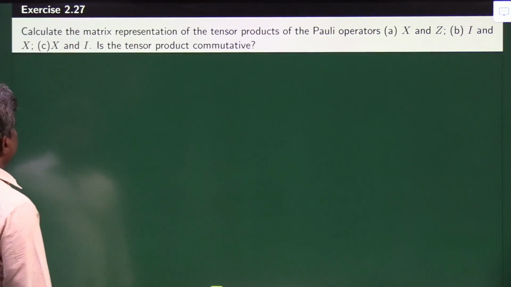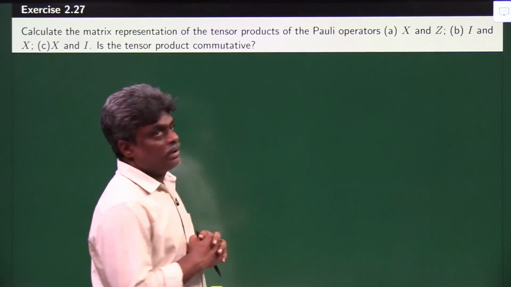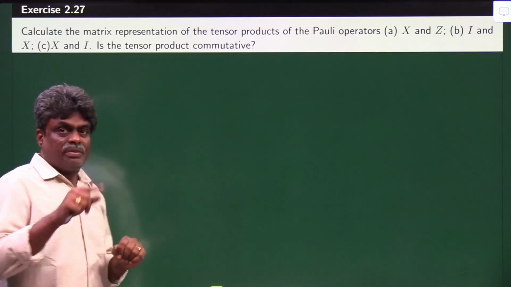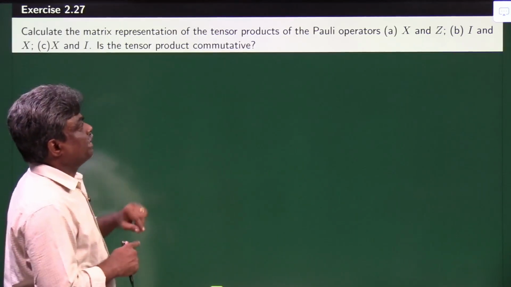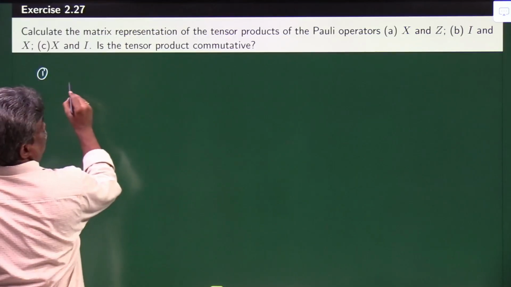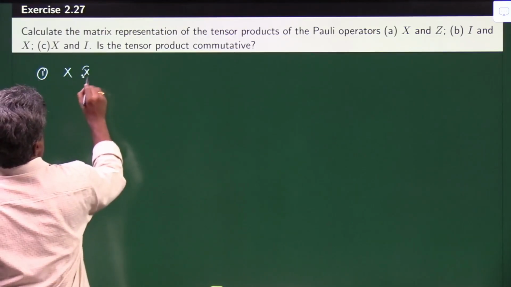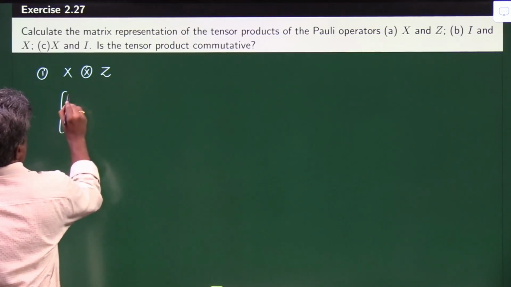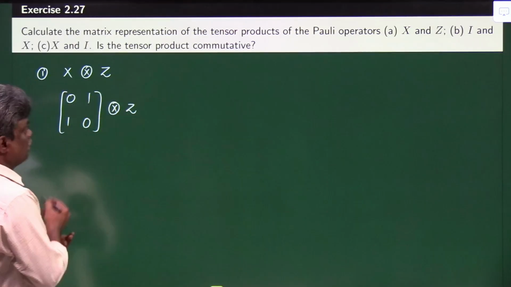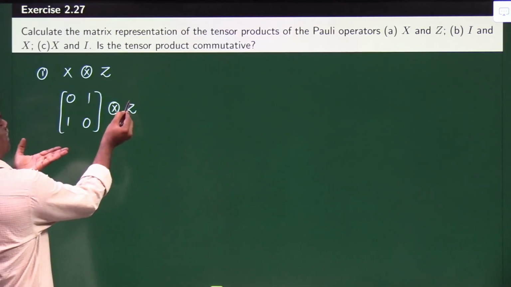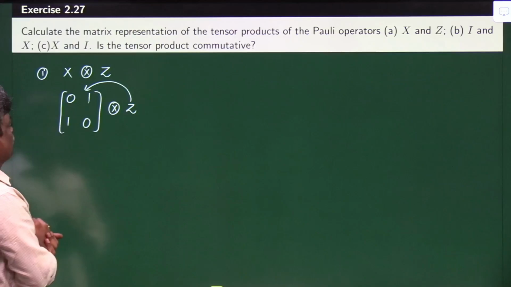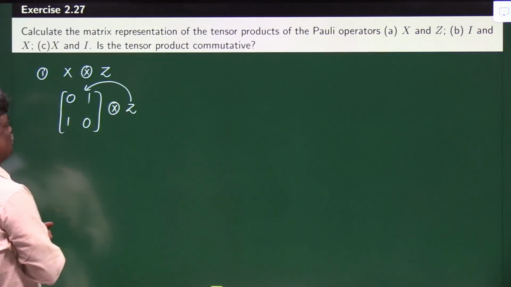So let us go to the next question. Here they are asking the tensor product of Pauli operators X, Z, and I, X, and X, I. Earlier we found the tensor product of state vectors, and here we are finding the tensor product of operators. Okay, so the first one, they are asking tensor product of X, Z. Our Pauli matrix X is 0, 1, 1, 0, and this is tensored with Z. Very simple, you have to take this matrix and multiply with each and every element of the first matrix. But here zeros are there, so no need to multiply, leave it.